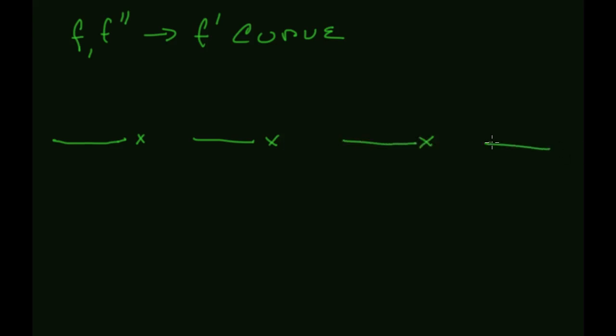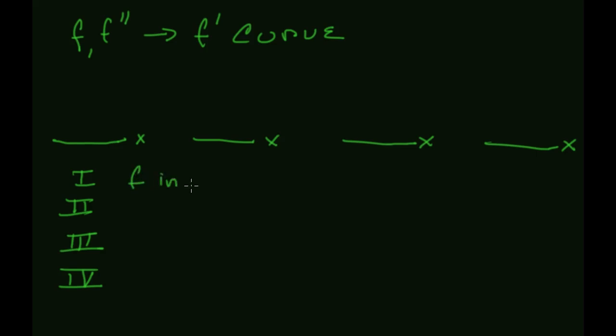We can also use this slightly differently. We can say that f and f double prime can inform the f prime curve. The relative position of the x-axis for the f curve was unimportant. For the f prime curve, though, we care where the x-axis is. So the x-axis is going to matter here. Thinking about this, we have, again, four rules.